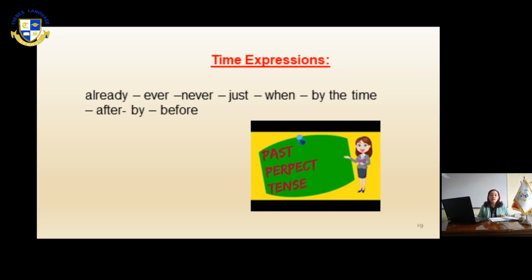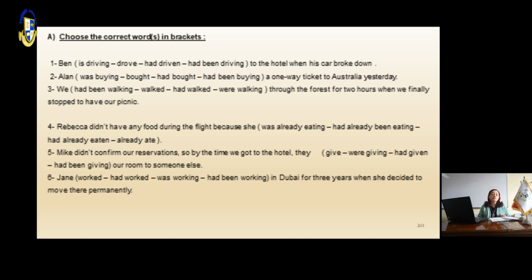Slide 20 and the last one, we have here some choices. Choose the correct answer. I hope that you would be able to answer them depending on your understanding.